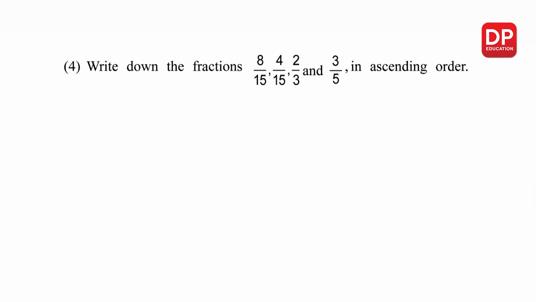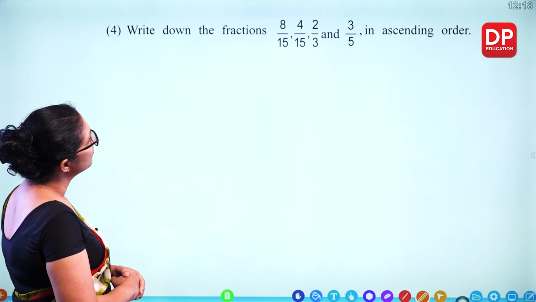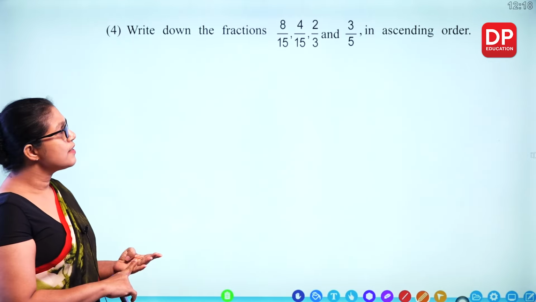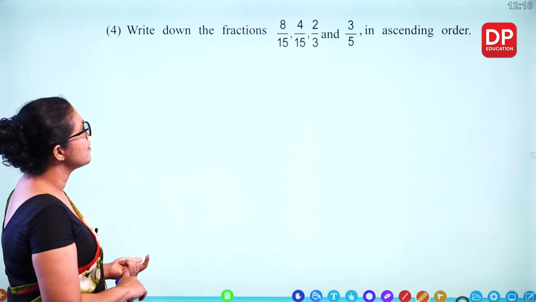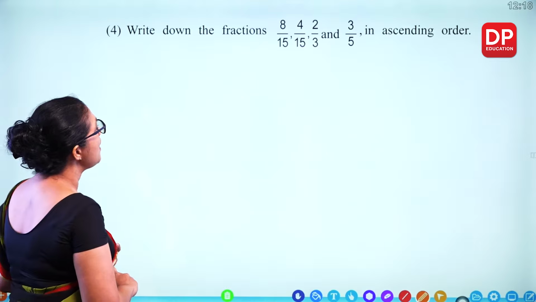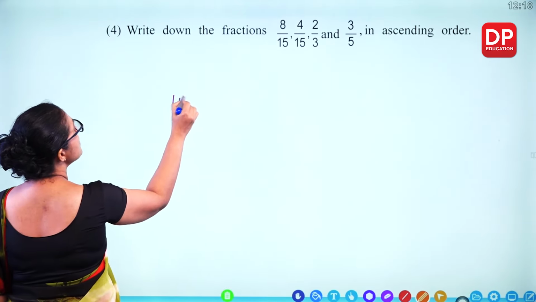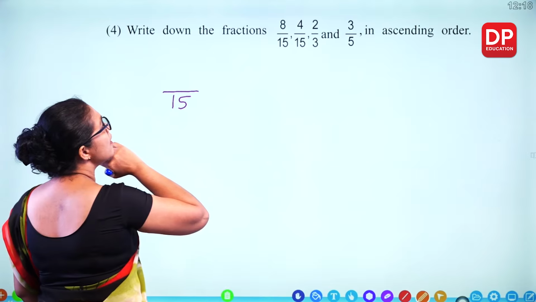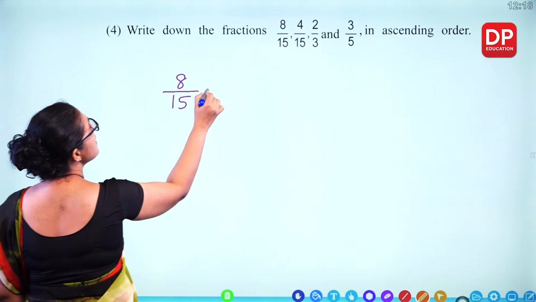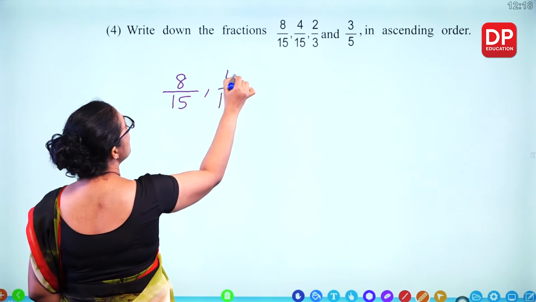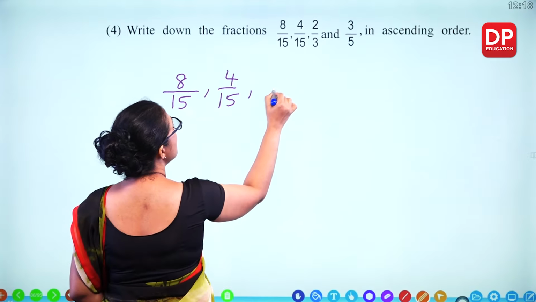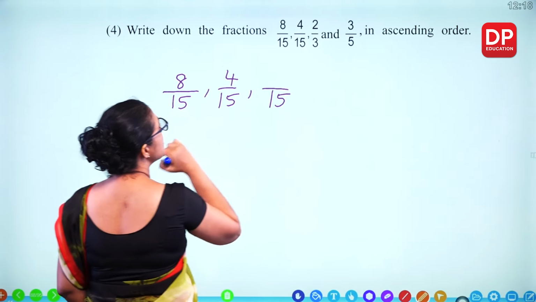Write down the fractions in ascending order. Numerators are different, denominators are different. So you have to convert to the same denominator. 15, 3, 5. 15 is the best one, the common one. 8 is there, 15, 4. Now these two you have to convert. Convert to 15, multiply by 5.